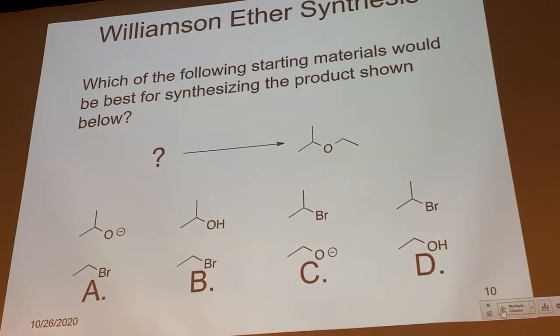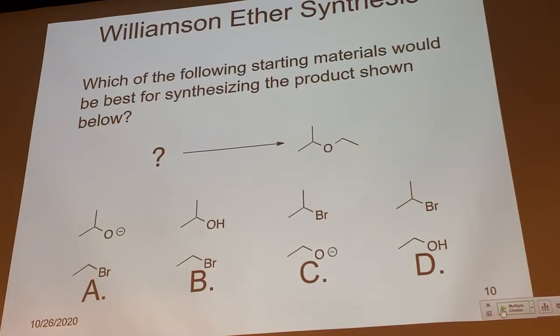Okay, so would we rather perform an SN2 reaction or an SN1 reaction? SN2 almost always better than SN1. So which choices does that eliminate if we want to do SN2? Yeah, B and D would have weak nucleophiles, so those would only work in an SN1. So that narrows it down to A and C.